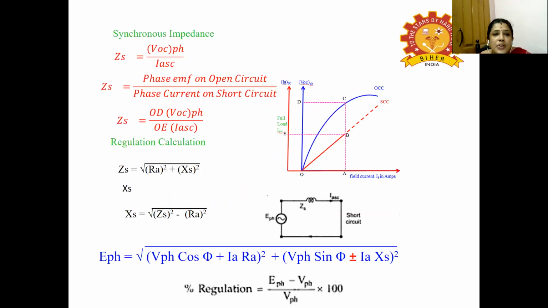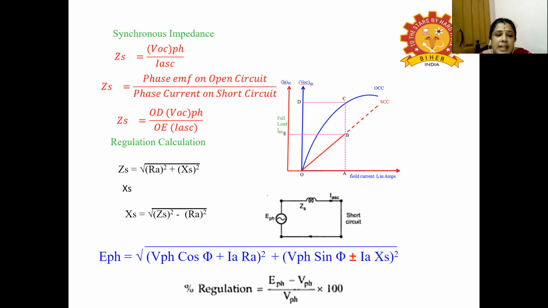So ZS is equal to VOC per phase divided by ISC. ISC is the short circuit current. So it is the phase EMF on open circuit divided by the phase current on short circuit. So ZS is equal to VOC, that is OD, divided by OE.